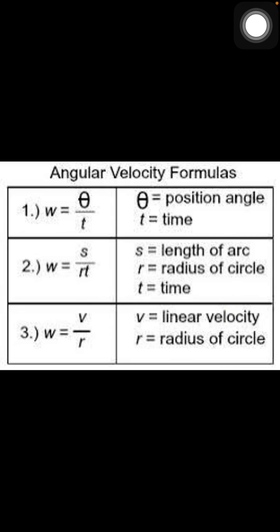What is angular velocity, which is used in the formula of angular momentum? Omega denotes angular velocity, which is equal to theta upon time. Theta is position angle, T is time. Another formula of angular velocity is S upon RT. S is length of arc, R is radius of circle, T is time. The third formula is V upon R. V is linear velocity, R is radius of circle.